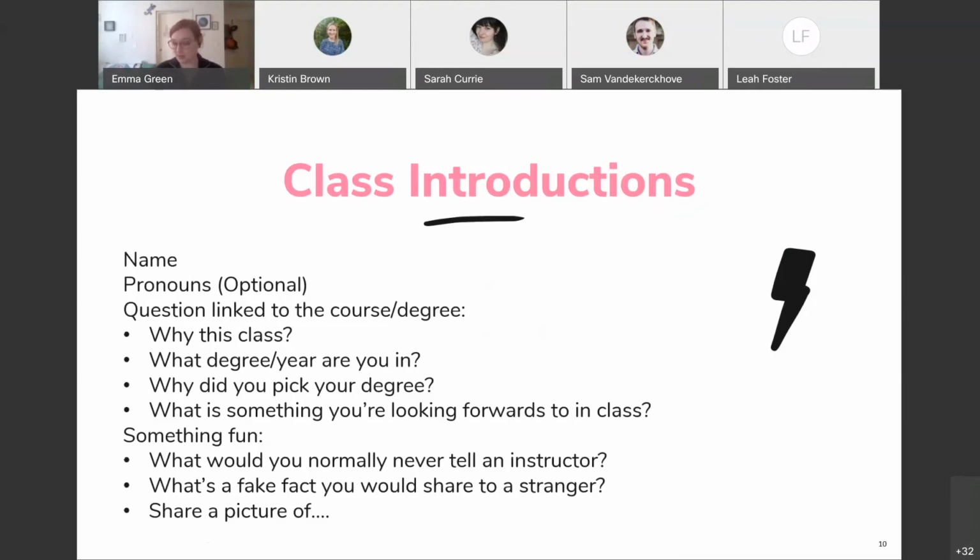And so the share the picture of has actually been one of our most successful things because what we typically try to do is we ask students to share things like, what's your current workspace? Who's your work buddy? What's your favorite mug that you use when you're studying? And it gets students to start to see each other as their own individuals.